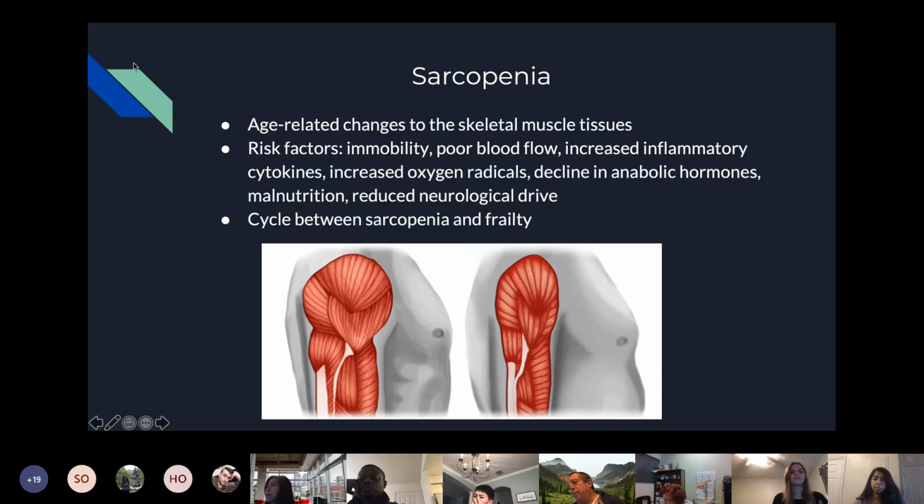And like I said, it's a cycle, one leads to the other, and it's really important that these conditions are recognized early and that interventions are implemented as appropriate. And then this picture just shows, on the left is a normal muscle, and on the right you can see the reduced muscle mass in sarcopenia.